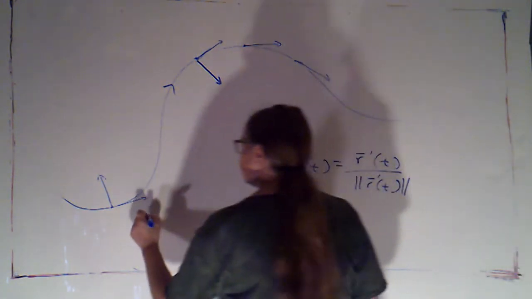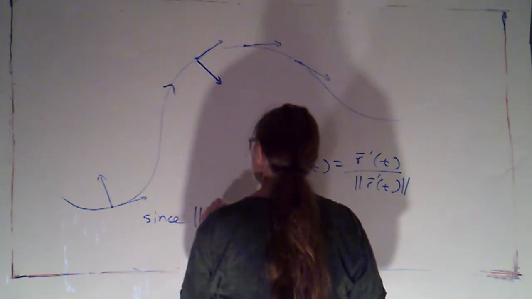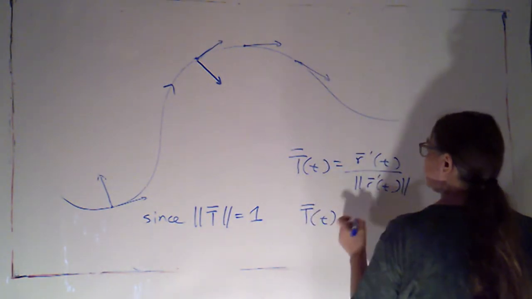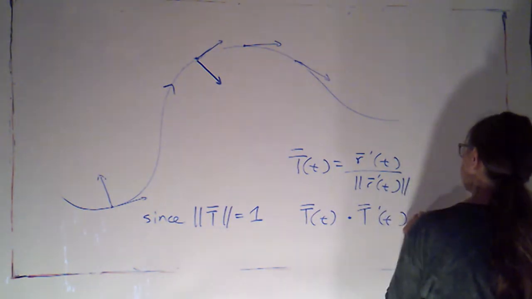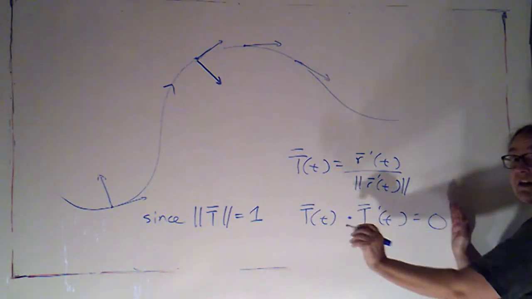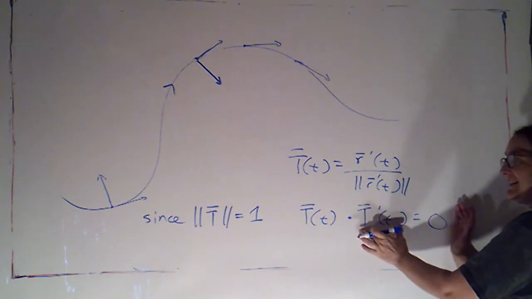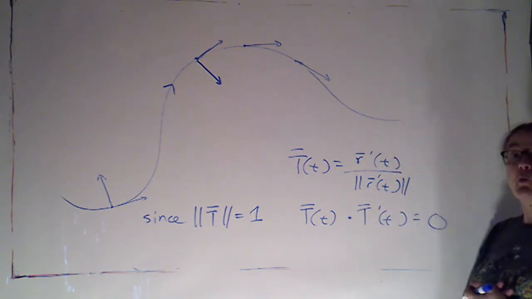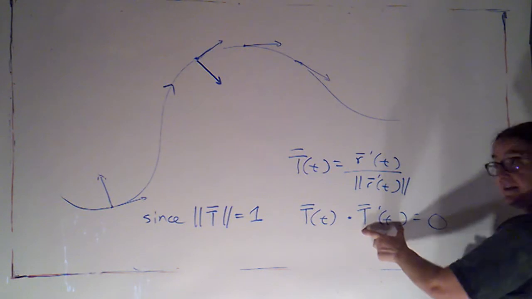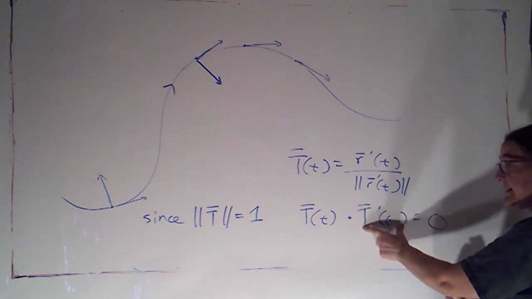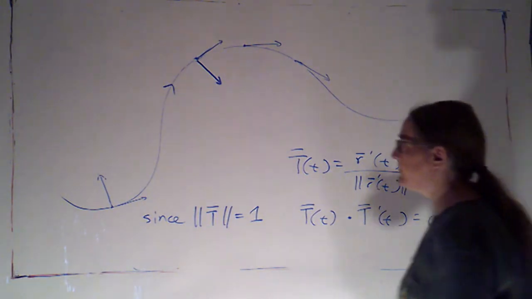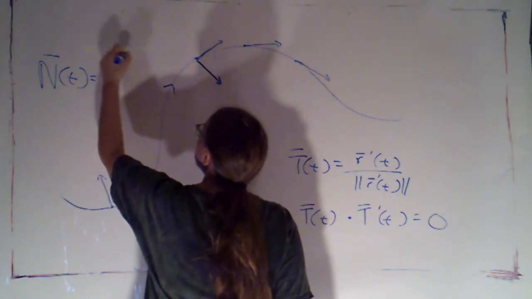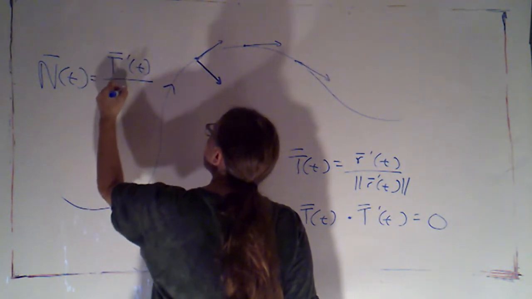Okay. So since the magnitude of T is 1, I know that T(t) dotted with T'(t) is always going to be 0. They're always going to be orthogonal. If this is not the 0 vector, then they're actually perpendicular. So the unit normal vector won't always exist. If there's a place where this is the 0 vector or where this doesn't exist, then we're not going to have a unit normal vector. But we can define N(t), the unit normal vector, as just T'(t) normalized.